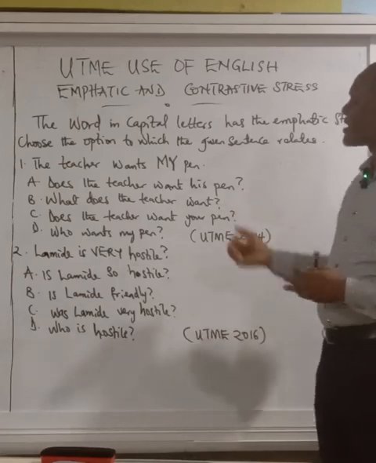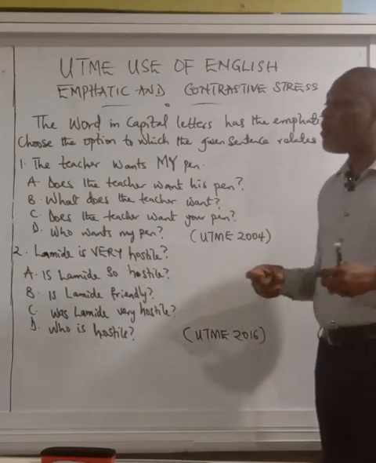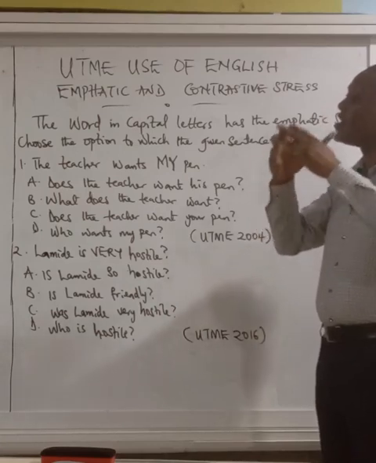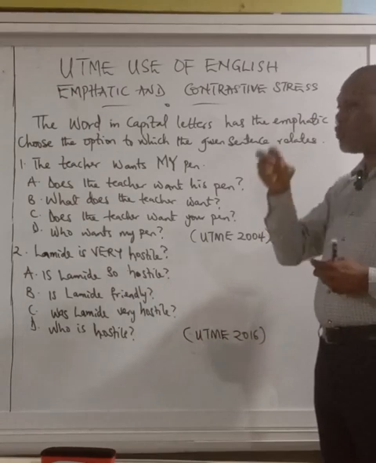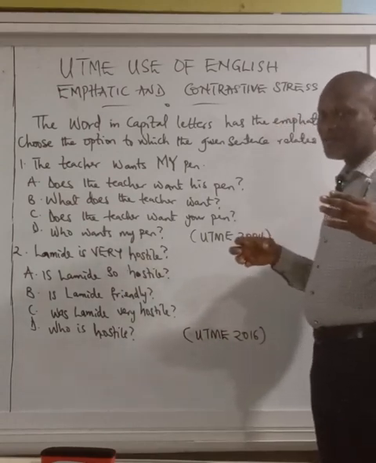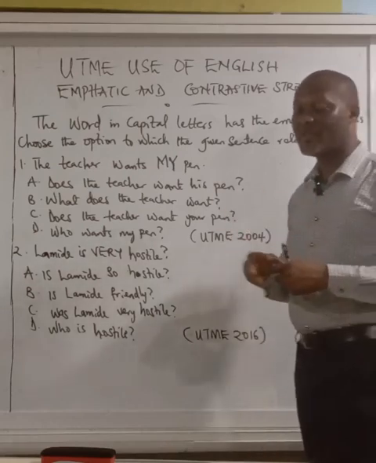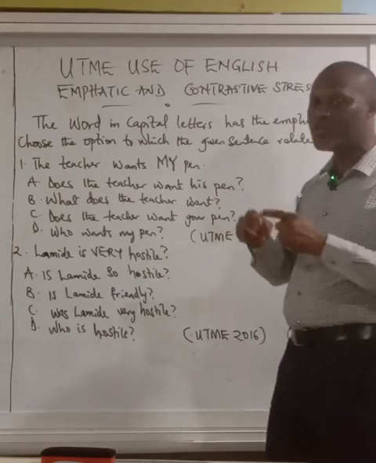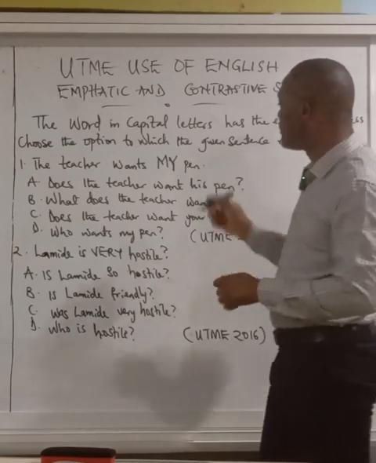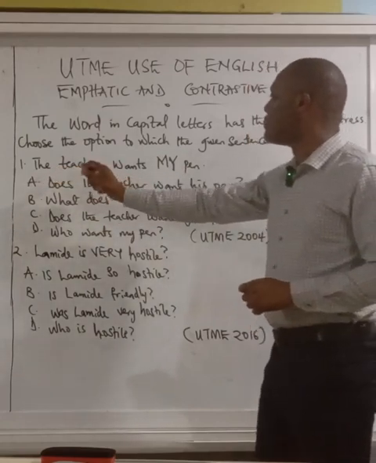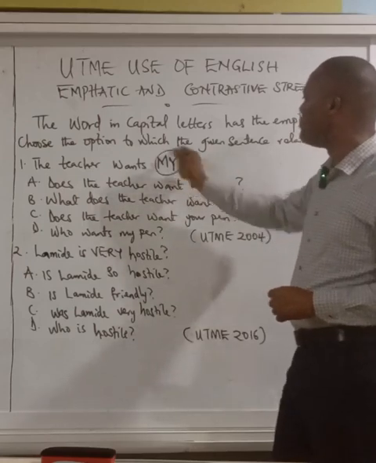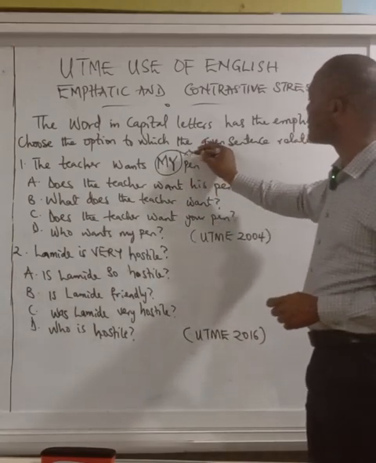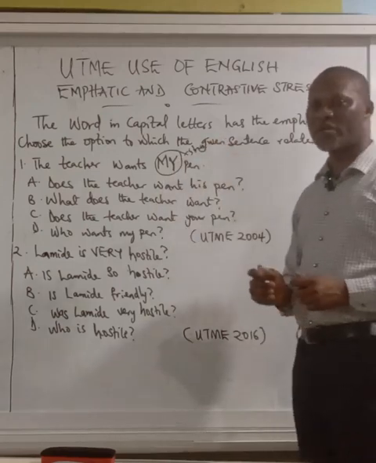Now, if you see this kind of question in the exam, when we're talking of emphatic stress, it means the emphasis is being laid or placed on a particular word in that sentence. And that's why I refer to it as stress at sentence level. Because the emphasis is placed on a particular word in a sentence. If you look at this number one example, the teacher wants MY pen. The one that is written with capital letter here is the one that receives the stress. That's the one that receives the stress.